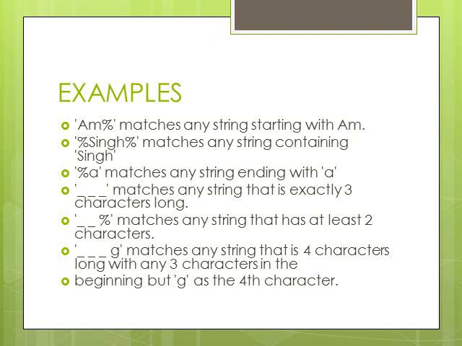Next example, 3 times underscore G. It matches any string that is 4 characters long with any 3 characters in the beginning, but G as the 4th character. Means the 4th character should be G, but before G, the 3 characters can be any characters. So these are some of the examples using both the wildcards, percent and underscore.